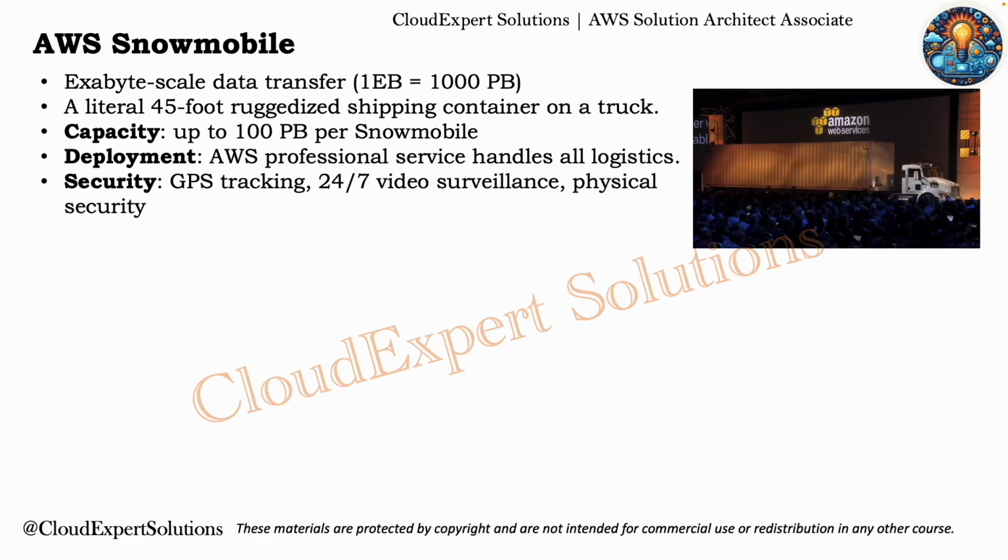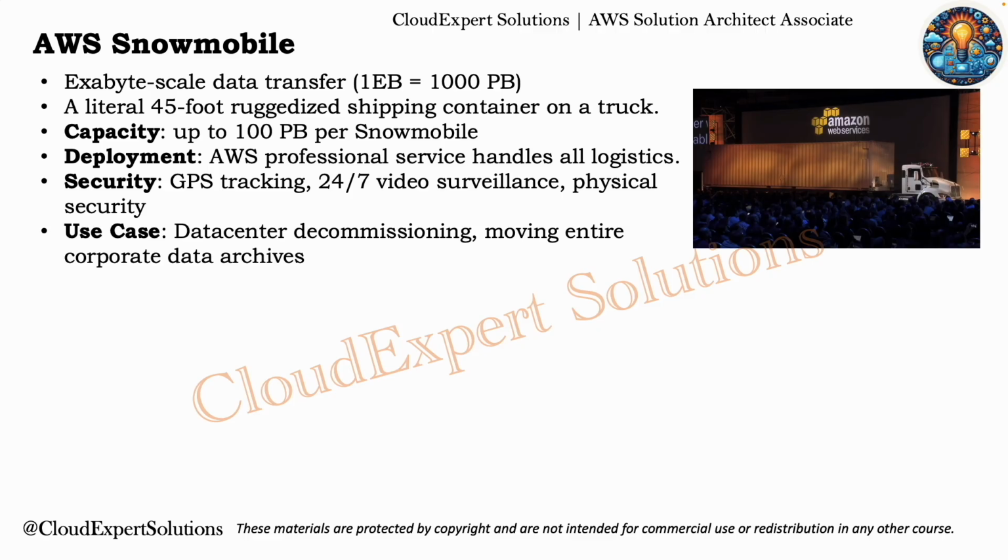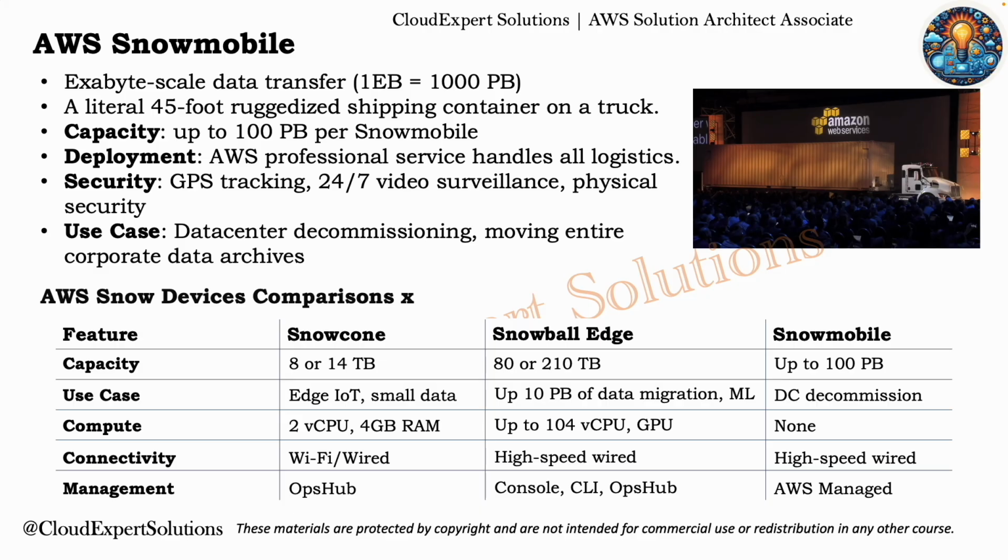In terms of use case, here the use case is also very specific. If you want to shut down an entire on-premises data center, or if you want to move a massive historical archive in a single go, then you should use AWS Snowmobile. For the AWS certification, you need to identify the correct use case for each device and when to use them. Here is a table that summarizes the key differences, and you need to remember this table for the certification.